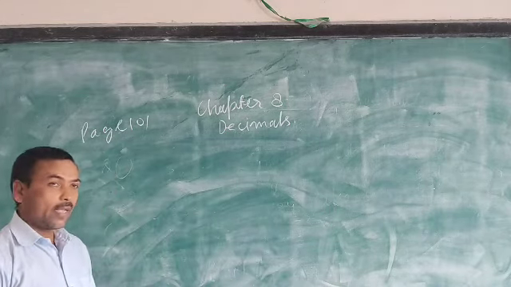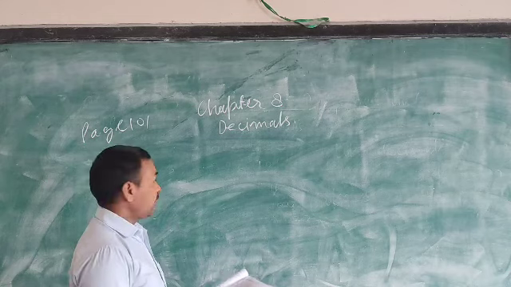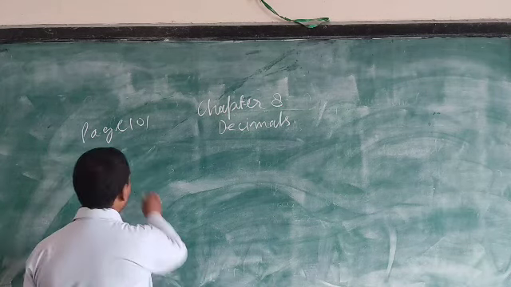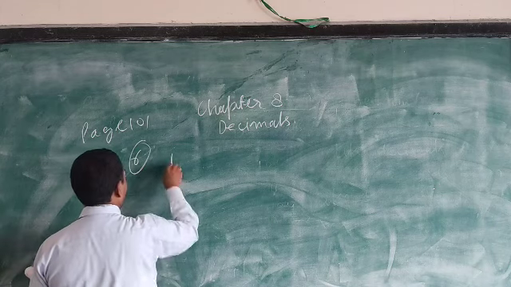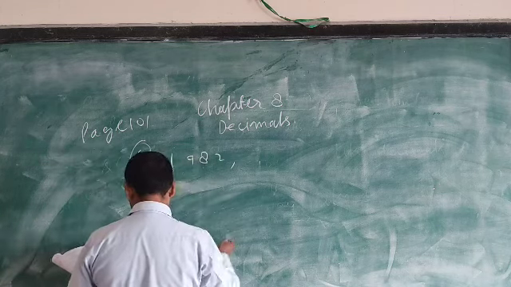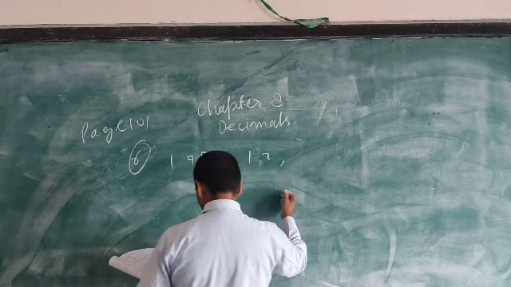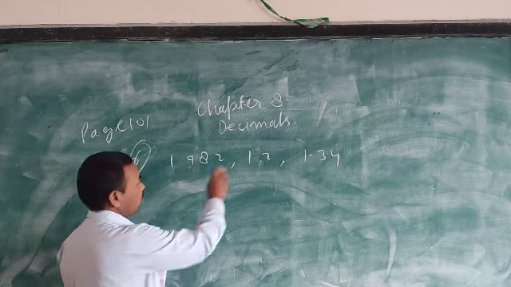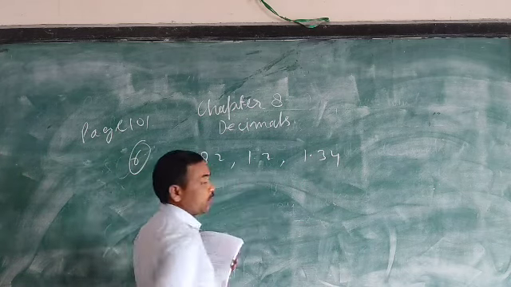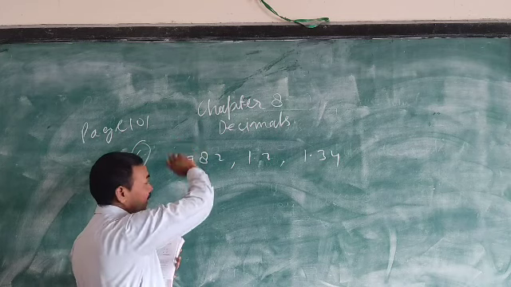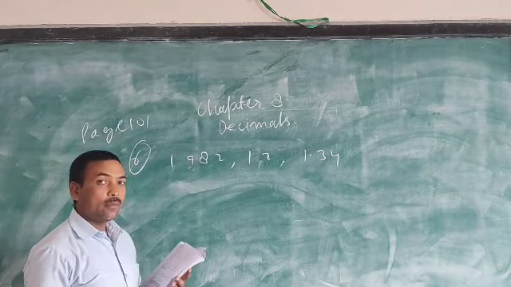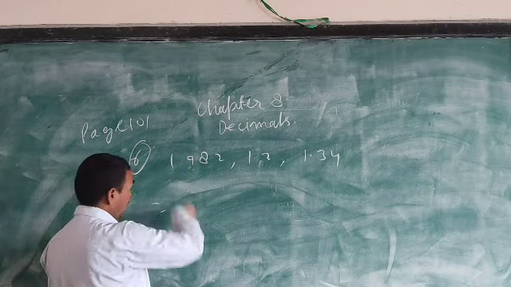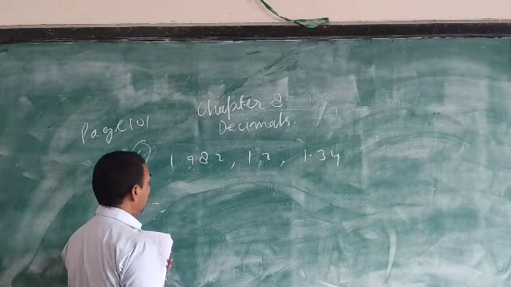Conversion of like from unlike does not depend on the whole number part. Keep in mind, suppose we have 1.982, 1.2 and 1.34. Here there are 3 decimal places, here 1 decimal place, here 2 decimal places. So the maximum number of decimal places is 3, so all the numbers will have 3 decimal places. They are unlike decimals. We have to convert them into like decimals.